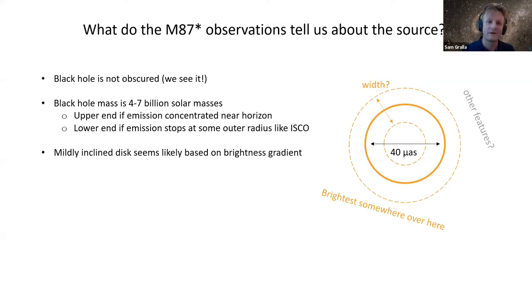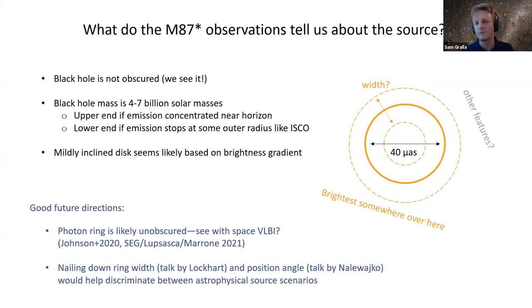And then going forward, the Doppler boosting and other features suggest that it's a mildly inclined disk, but that's suggestive. And what can we do better going forward? Well, I think it's incredibly exciting to go look for this photon ring, which you can't see from EHT, probably can't see it from the ground, maybe in the future, but from space, it'd be incredibly exciting. I've got a number of papers on that over the last couple of years.